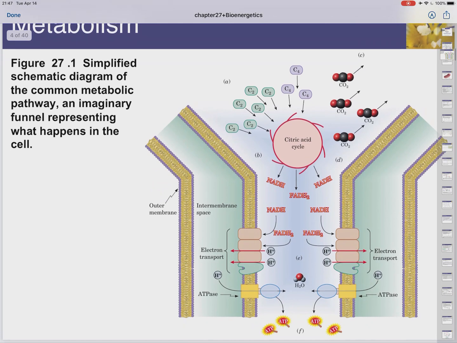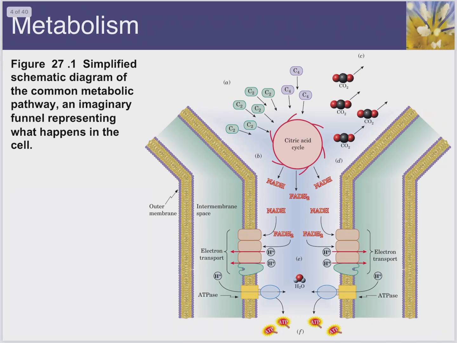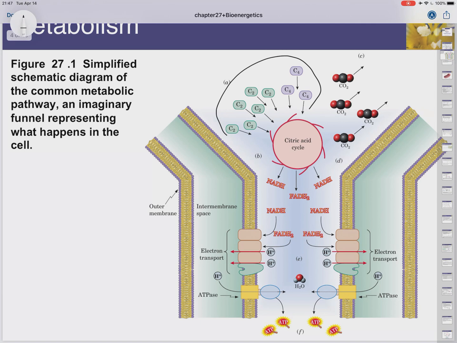And this is sort of a 6-step summary of metabolism. In A, we have different carbons coming into the citric acid cycle. We'll go over the citric acid cycle in detail in this chapter. So various carbons coming in. Now, B is the citric acid cycle itself. So A is the carbons in various forms. B, citric acid cycle.